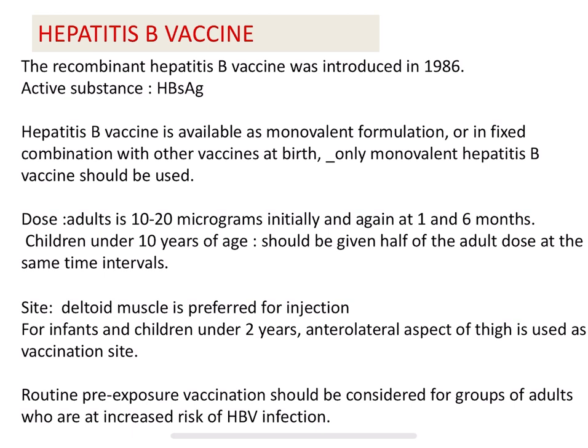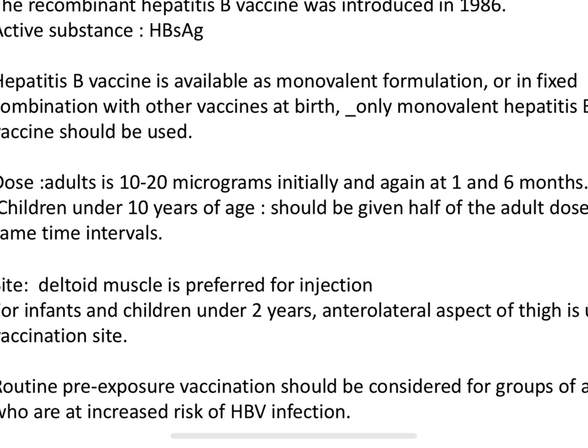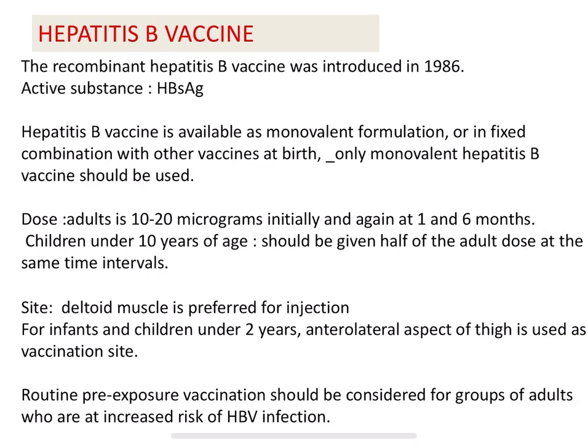The other vaccines include DPT, hepatitis B, then hepatitis A and inactivated polio. The hepatitis B vaccine can be used in combination with vaccines like DPT and inactivated polio, or it can also be used singly in a monovalent formulation. The monovalent hepatitis B vaccine is used at birth. At birth, only the monovalent has to be used.